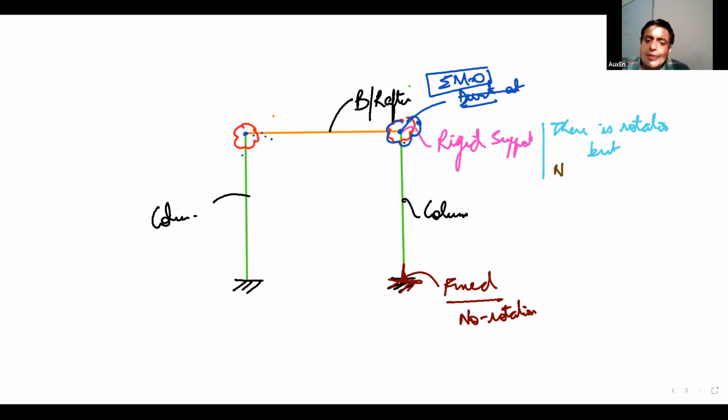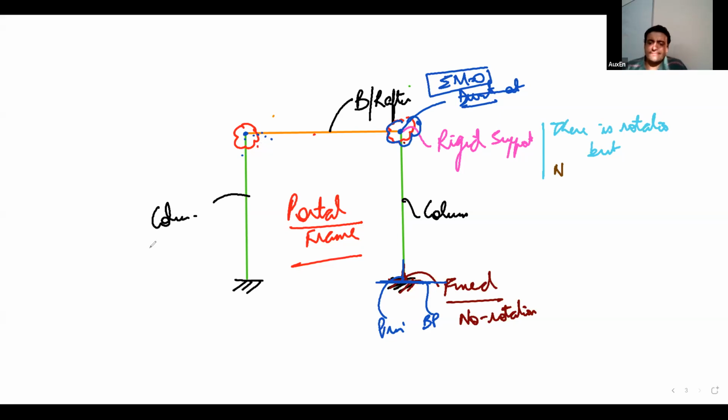The beam column joint will be a rigid joint, and the column base plate, let us say this is my base plate, this joint will depend. It may be fixed in some cases. We may also have something like a pin support in some cases. But essentially, the beam column joint will be rigid. This type of system, we call the portal frame. Whenever I use the word portal frame, it means that my beams and columns are rigidly connected with each other. Is it clear?